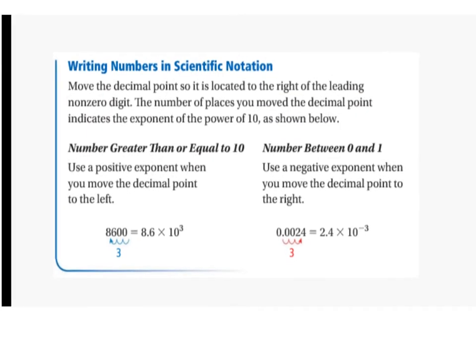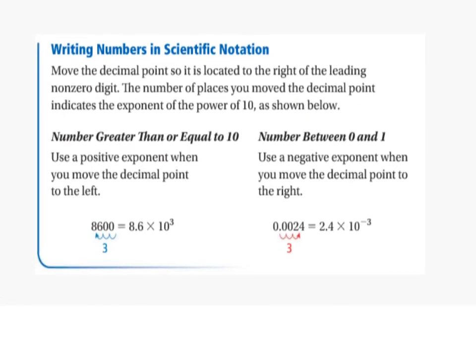Okay. For writing numbers in scientific notation, you're going to move the decimal point so it is located to the right of the leading non-zero digit. The number of places you move the decimal point indicates the exponent of the power of 10 as shown below.